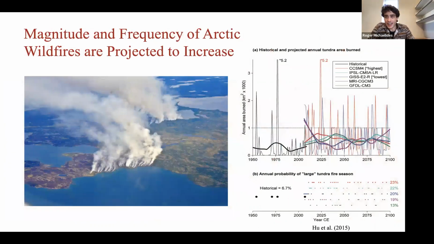As an addition to that, and kind of a theme for this talk today, the magnitude and frequency of wildfires across the Arctic are also projected to increase. We've seen about a 3 times increase since 1950 in terms of wildfire extent across the Arctic. And that's expected to increase through the 21st century.